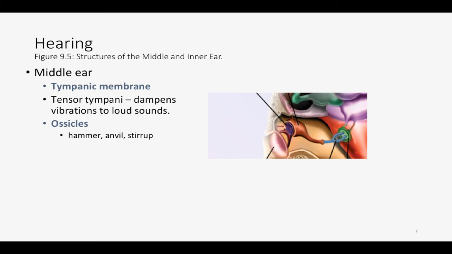Here's a closer look at the ossicles. So we can see here the stirrup, the last one, and the anvil right here, and the hammer. And so the three work like a series of levers to amplify the small vibrations that are received here at the tympanic membrane and make them larger vibrations that then travel through the cochlea.